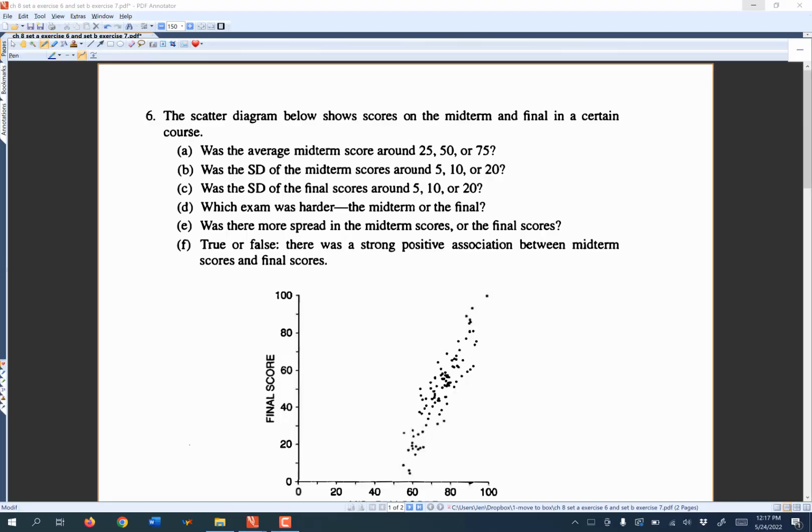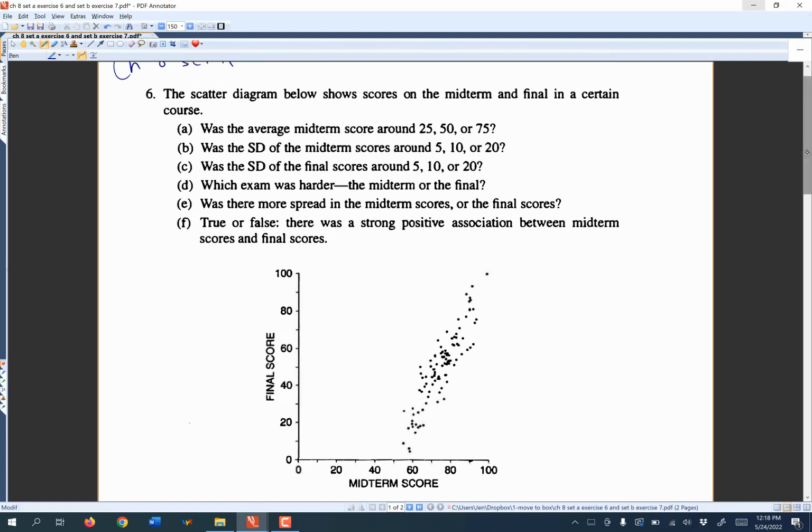This is Chapter 8, Set A, number 6. It says the scatter diagram below shows scores on a midterm and a final for a certain course. And part A, we want to guess, was the average midterm score around 25, 50, or 75? Okay, so we're looking at the midterm scores here.